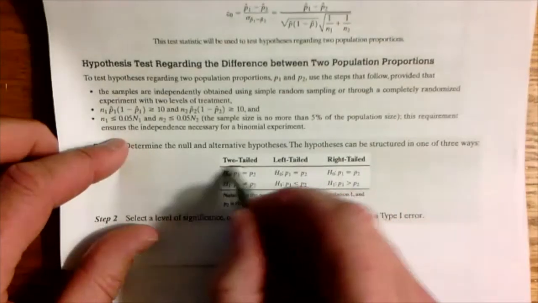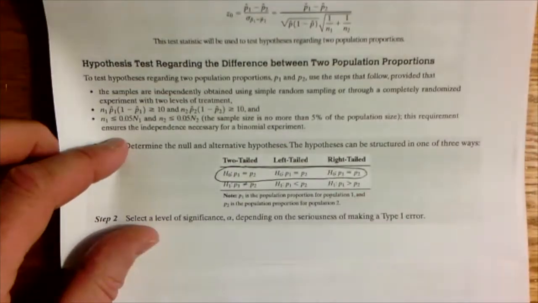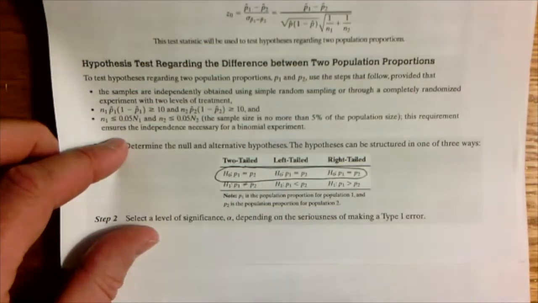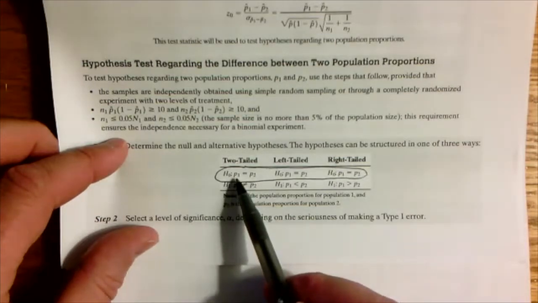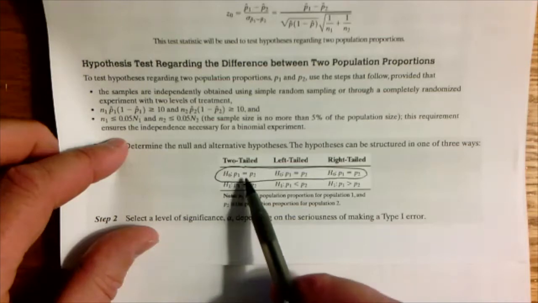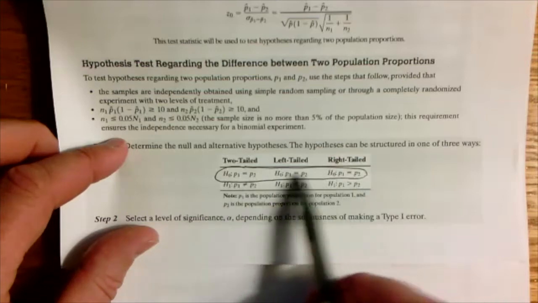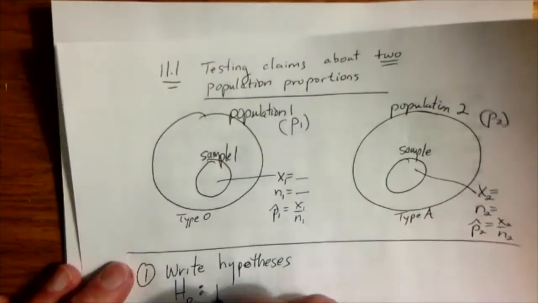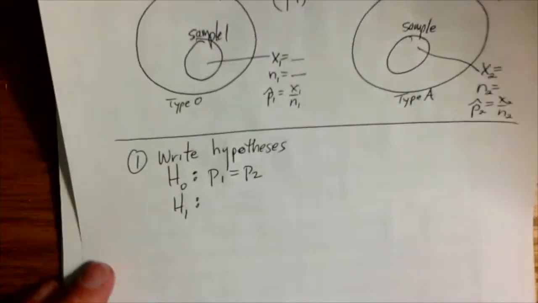But notice every single one of them is exactly the same for the null hypothesis. The null hypothesis is always a statement that there's no difference. In this case, we're going to assume that those dying from the coronavirus who have type O blood is going to be the same as those who die from the coronavirus with type A blood. So the nice thing about this test is that the null hypothesis is always the same. There's no difference. It's always going to be P1 equals P2.